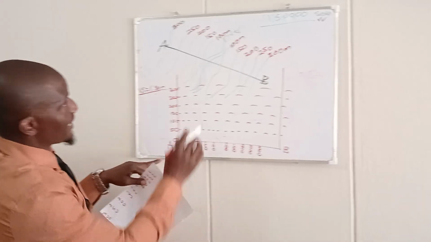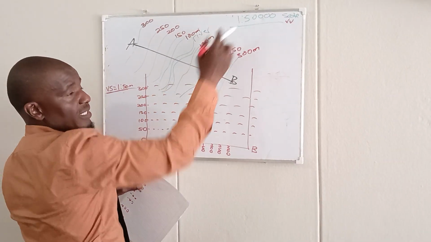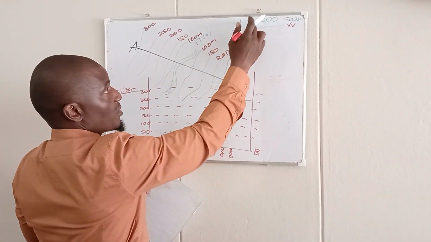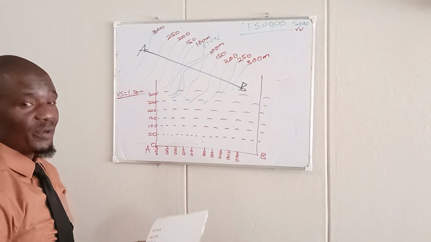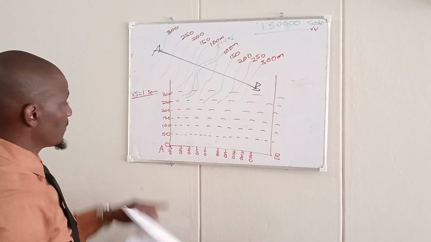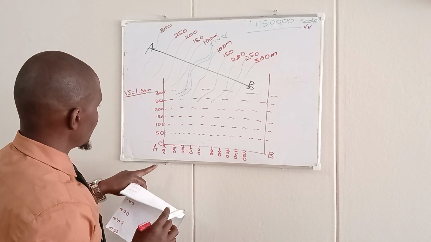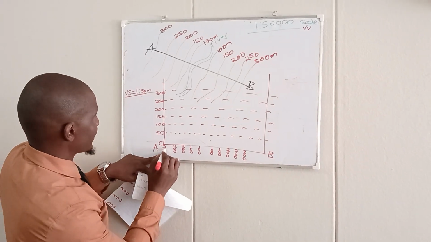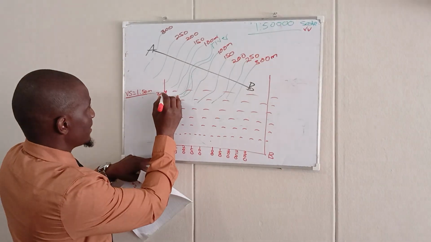Okay, then my horizontal scale that I'm going to use, the one of a topographical map, which is 1 to 50,000. So I'm going to start plotting now my cross section from A to B. So the first thing that I'm going to do is I'm going to mark where my 300 is, which means I'm going to mark it here.